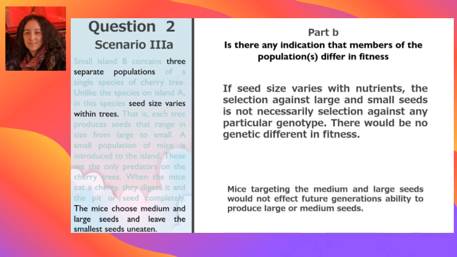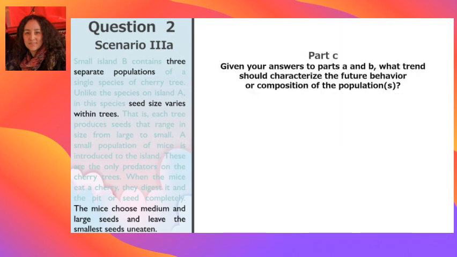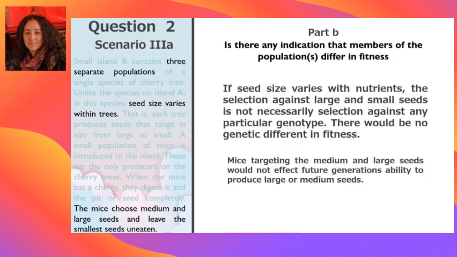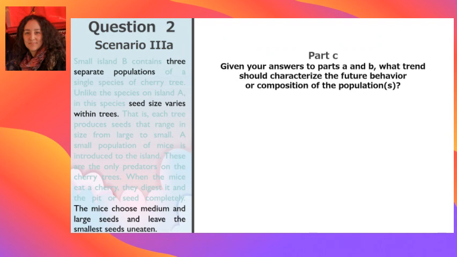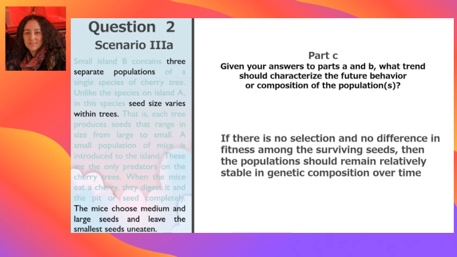So yes, mice targeting the medium and large seeds would not affect future generations' ability to produce those large or medium seeds. So part C, given your answers to part A and B, what trend should characterize the future behavior or composition of the population? So if there's no selection and no difference in fitness among surviving seeds, then the populations should remain relatively stable in genetic composition.